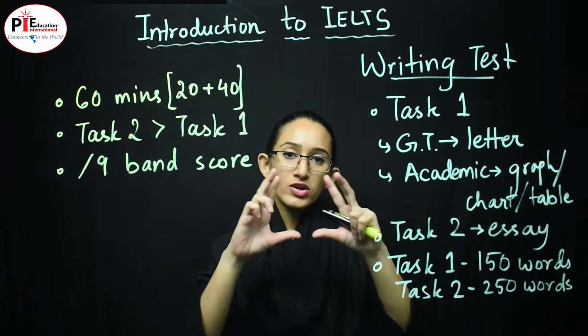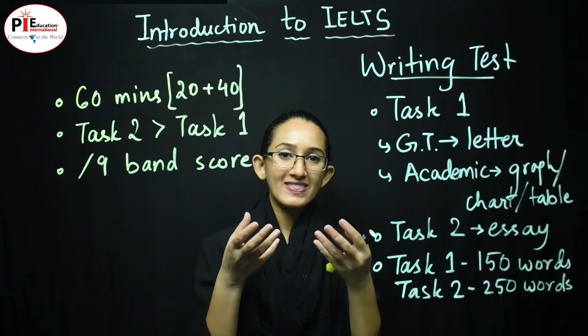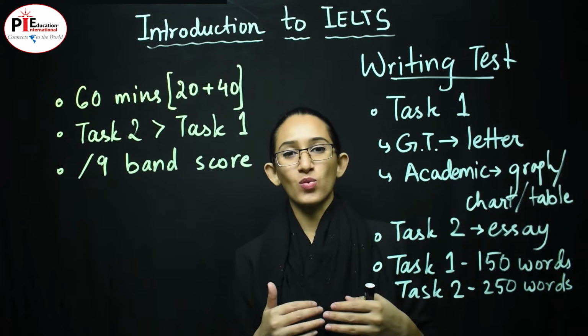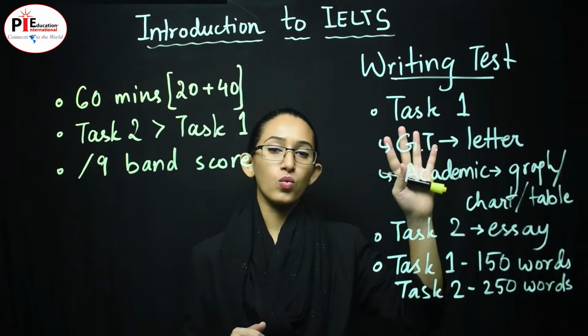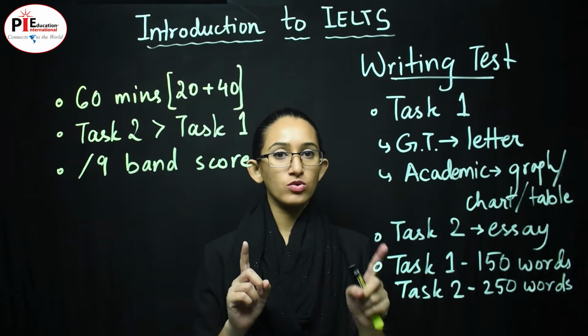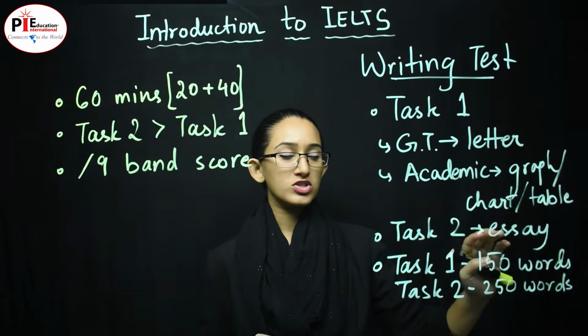So you have to look at the chart, look at the graph, and then explain what it shows or what information it's giving using words. So this is your task 1 in the writing section. Your task 2 is the same for both general training and academic, which is an essay.